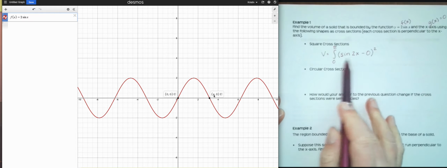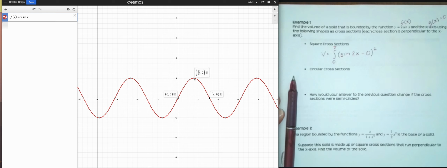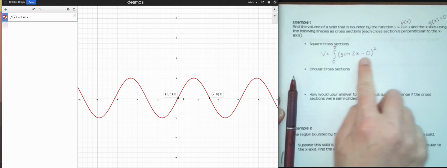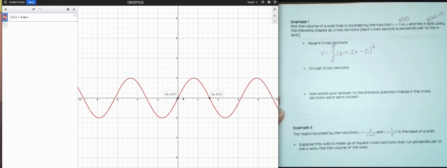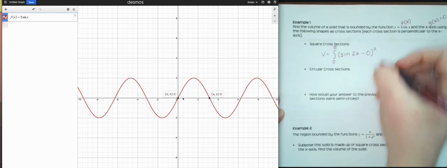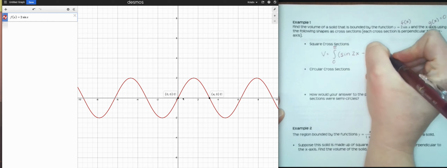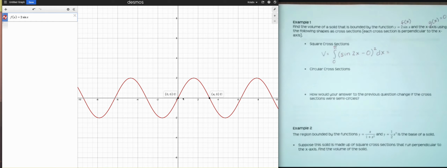So this thing here is my side length, right? Like if I were to draw a line from here down to the x-axis, anywhere in this bubble of space, this would give me the length of that line. And then I'm squaring it to create those three-dimensional squares popping out at me. Okay? Oops, almost forgot my dx there. And then I'm just going to jump straight into Desmos.